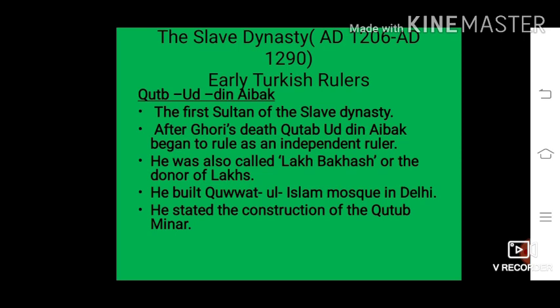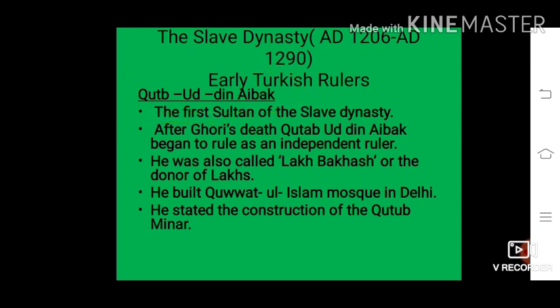Now, who was Qutbuddin Aibak? Qutbuddin Aibak was the first sultan of the slave dynasty. He was one of the generals of Muhammad Ghori. Students, as I told you, in 1192, Muhammad Ghori established his kingdom in Delhi. Muhammad Ghori did not have a son. So after his death, he made Qutbuddin Aibak, who was his slave earlier, his successor.